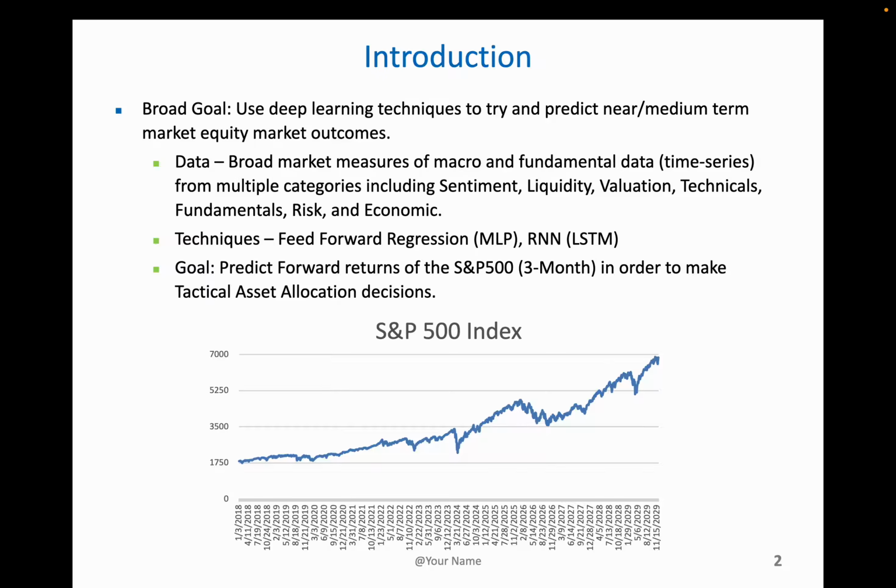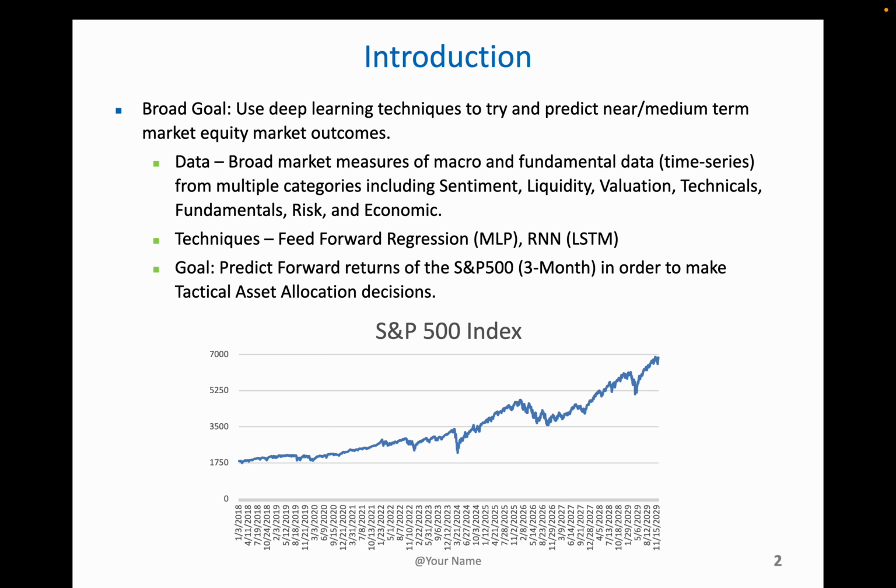The data I used came from multiple sources and basically consisted of broad market measures of macro and fundamental time series data, from macro categories such as sentiment, liquidity, valuation, technicals, fundamentals, risks, and economic data. All in all, the first few runs had between 80 and 100 features going into them, depending on how I set it up. And the techniques I used, the first one was a feed-forward regression.